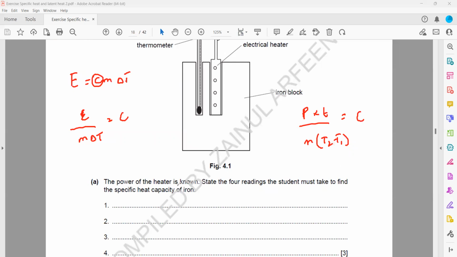So if I need specific heat capacity, power is already mentioned. So what I need is time. I need the mass of the block. I need the initial or starting temperature, and I need the final temperature. Because they ask what readings we have to take, the temperature change we will calculate. So initial and final temperature we will measure. Is it clear, this one?